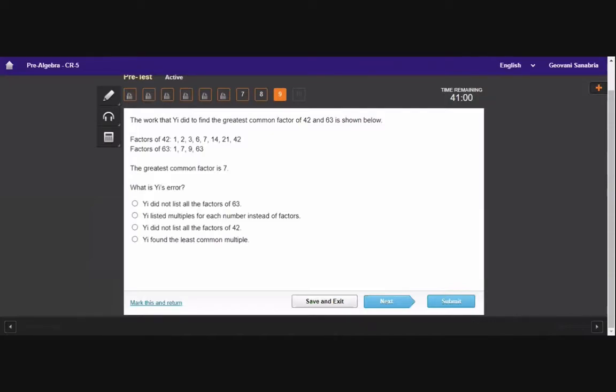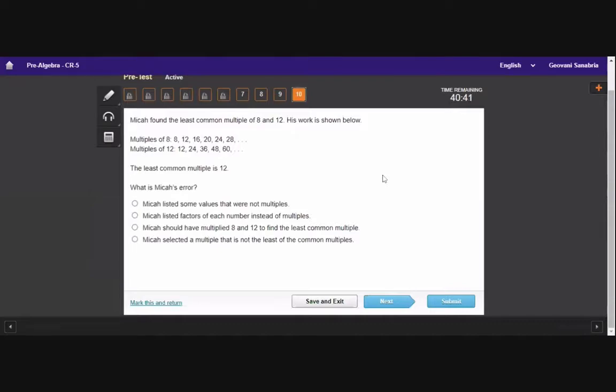So you did not list all the factors of 63. Yeah, for sure not, because 3 and 21 aren't on the list, and those are both factors. Those are both things that you're allowed to divide by and get a whole number.